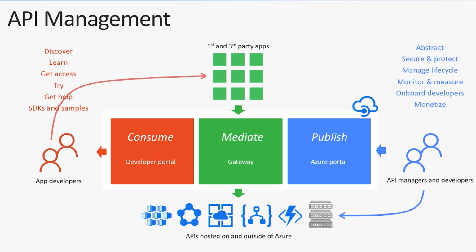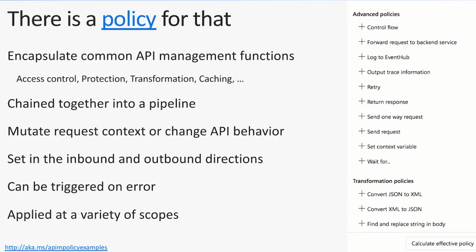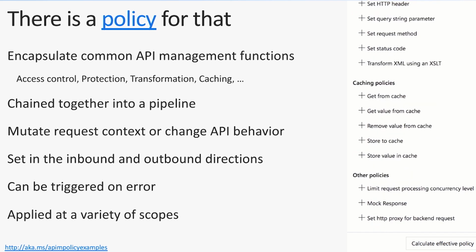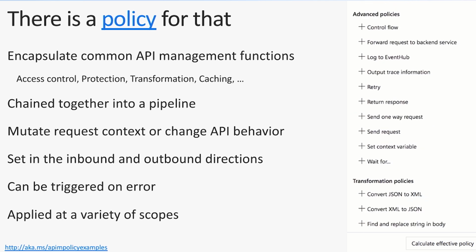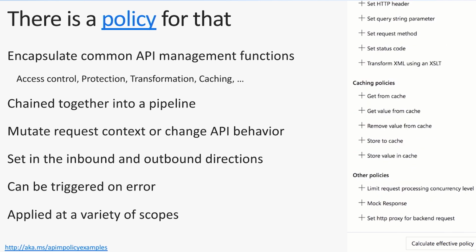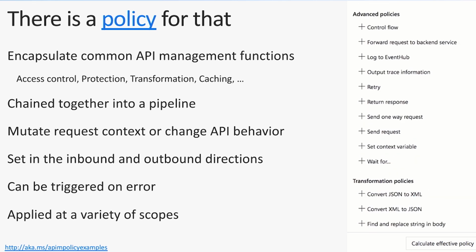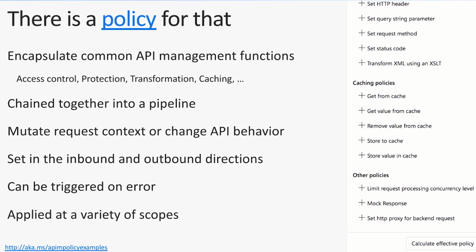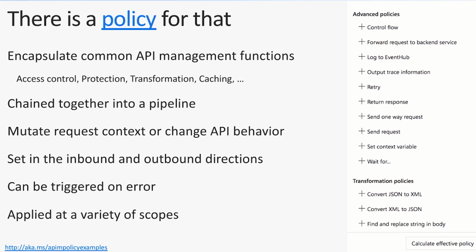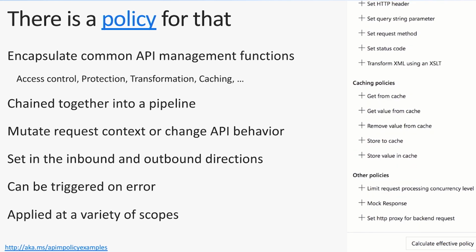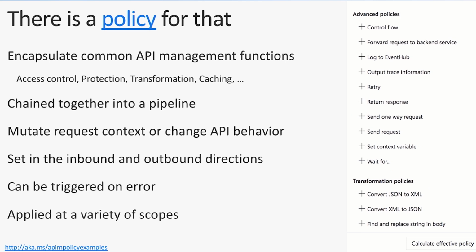So a lot of the things you do in the API gateway results in application of what we call policies. Basically, policies in API management encapsulate common API management functionalities, such as access control, protection, transformation, and caching. Policies can be chained together into a pipeline to mutate request context or change your API behavior. They can also be set both in the inbound and outbound directions.